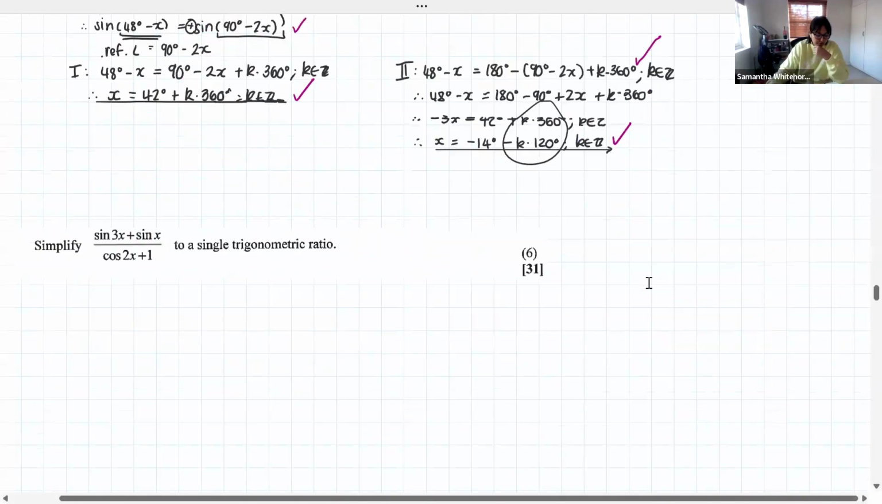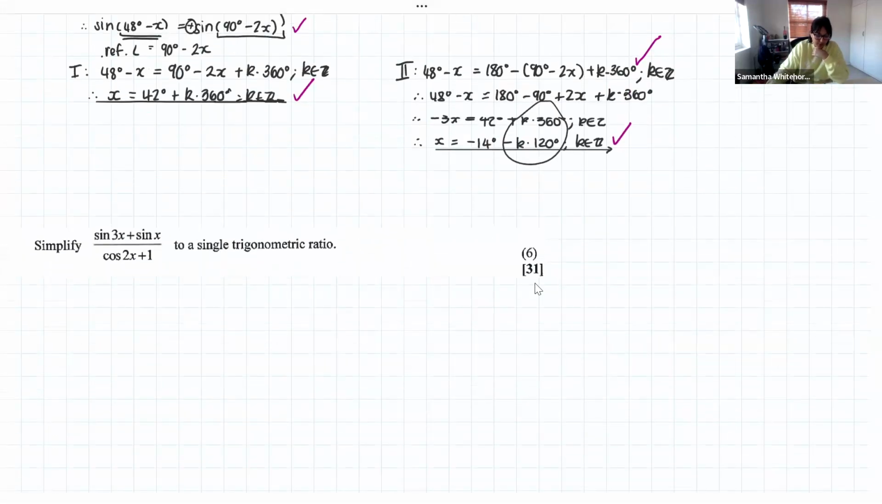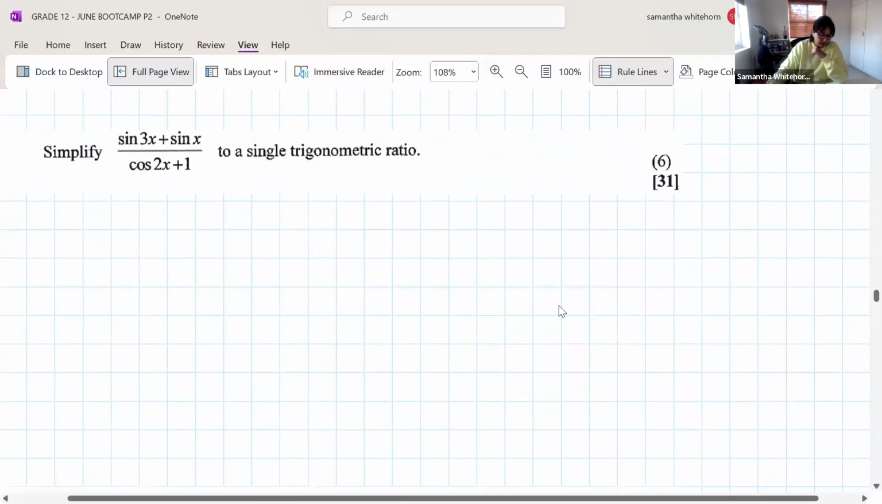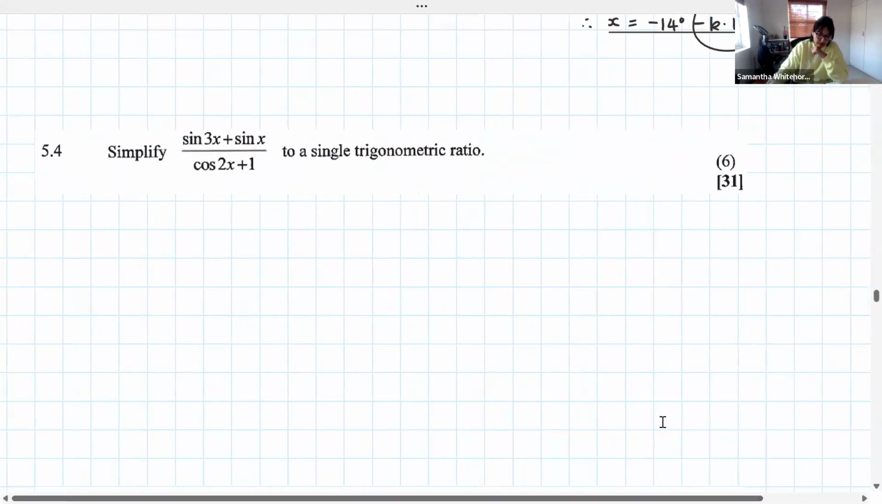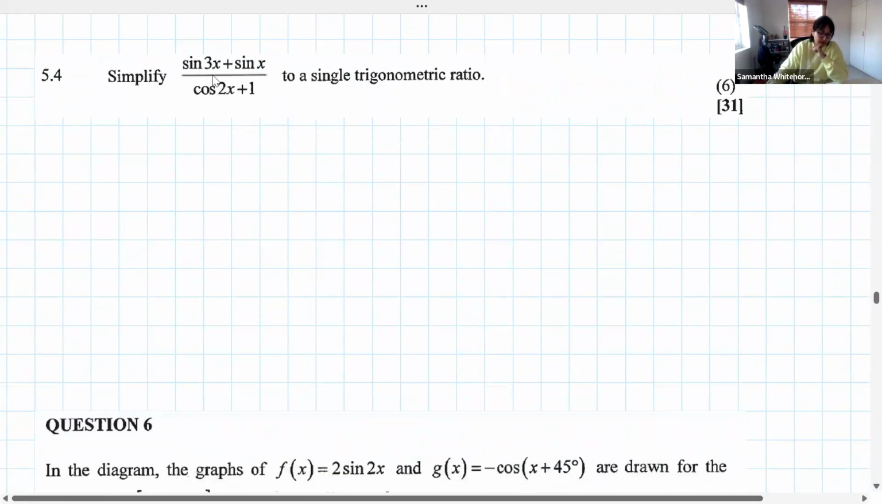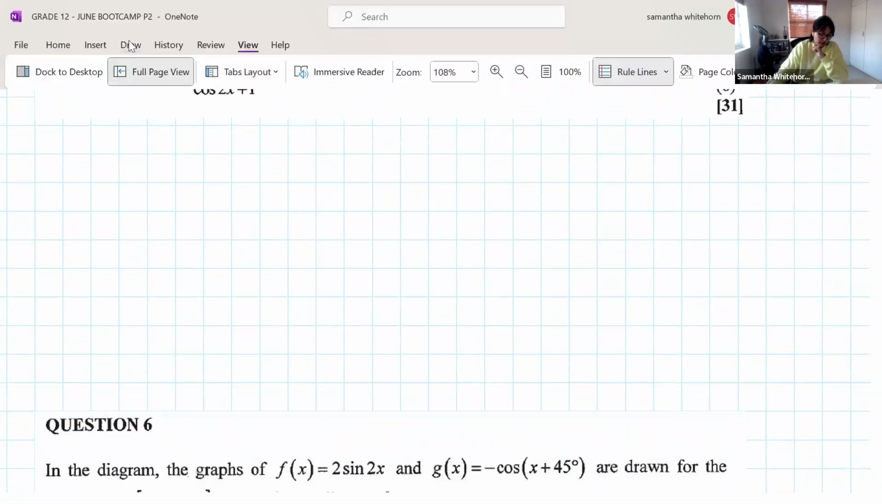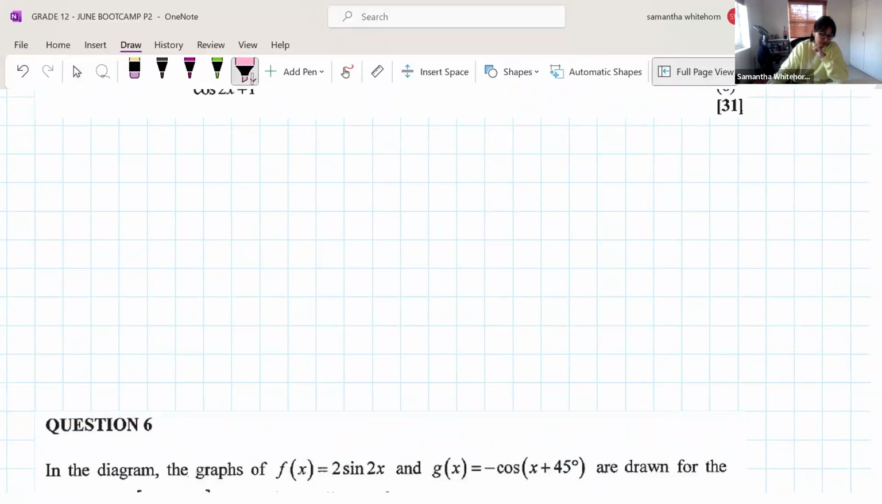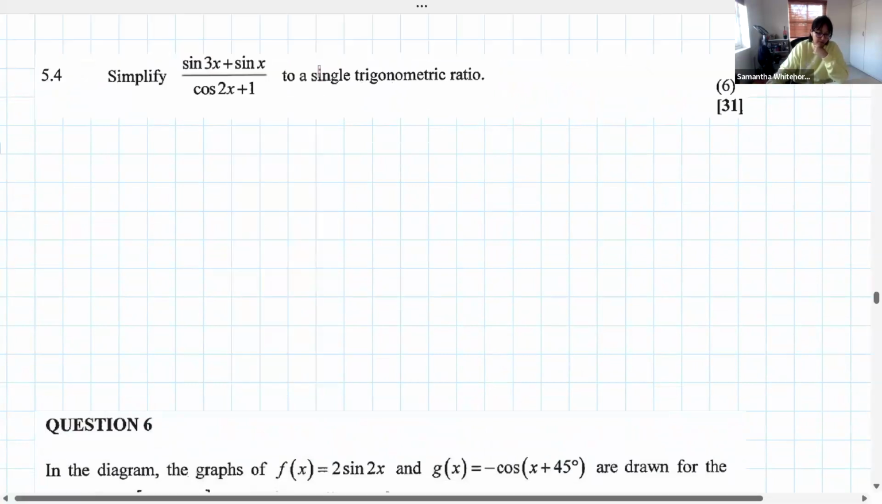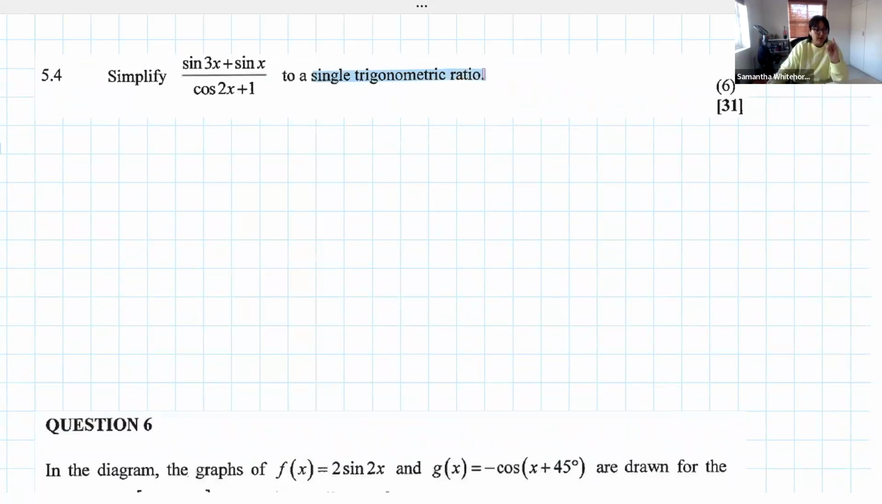Okay. So 5.4, and there you go, 31 marks, is asking us to simplify sine 3x plus sine x over cos 2x plus 1 to a single trig ratio. Okay, now there's a couple of things I wanted to highlight for us here in this journey we are about to embark on. Firstly, single trig ratio means that you should have a sine, a cos, or a tan. That's it. Maybe you might have a coefficient, your angle might be a double angle, something like that, but you want sine, cos, tan, one of those three.